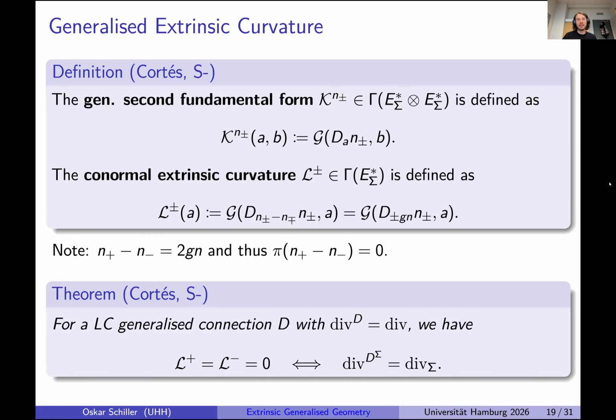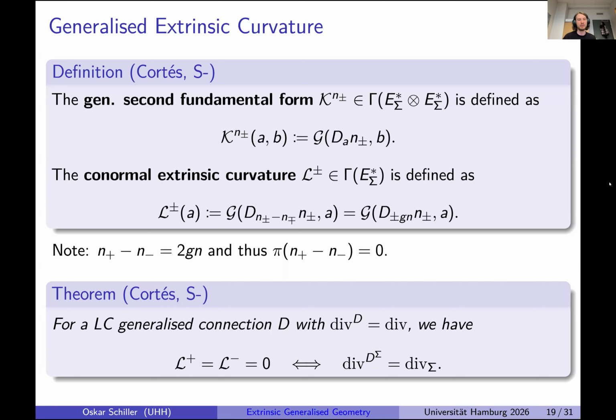Okay, and now we, with this, define the generalized second fundamental form as the covariant derivative. And so we get two generalized second fundamental forms, one for each choice of normal vector. And we define them as the covariant derivative of this normal vector that we choose. And then we use the generalized metric in order to turn this into a bilinear form.